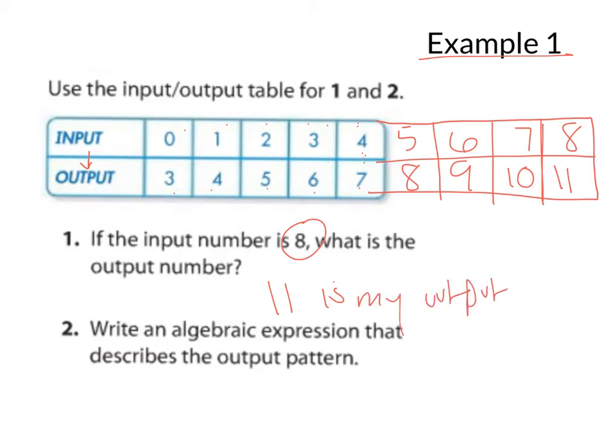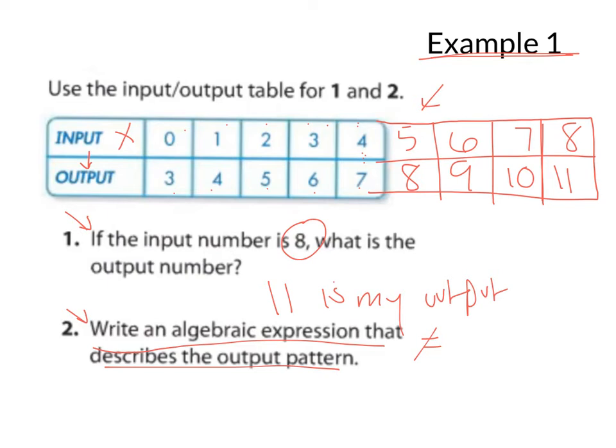All right, but now we need to write an algebraic expression that describes the output pattern. And if you're wondering what you should have written for example 1, you should have this table, this question and the answer, and you should also have this question written. Okay, so now we need to write an algebraic expression. Remember, the expression does not have an equal sign. I wonder if you remember what letter we had assigned to input, because we're always going to assign that letter to input. We assigned X to input.